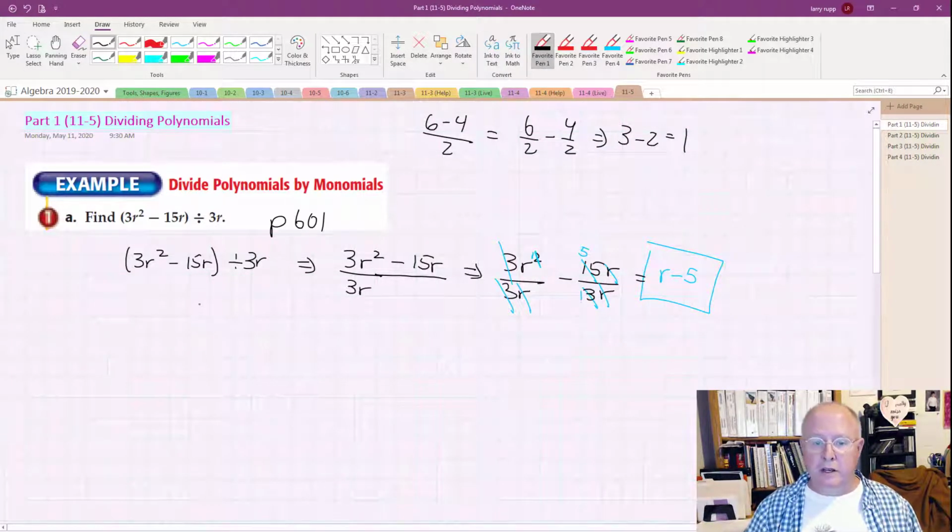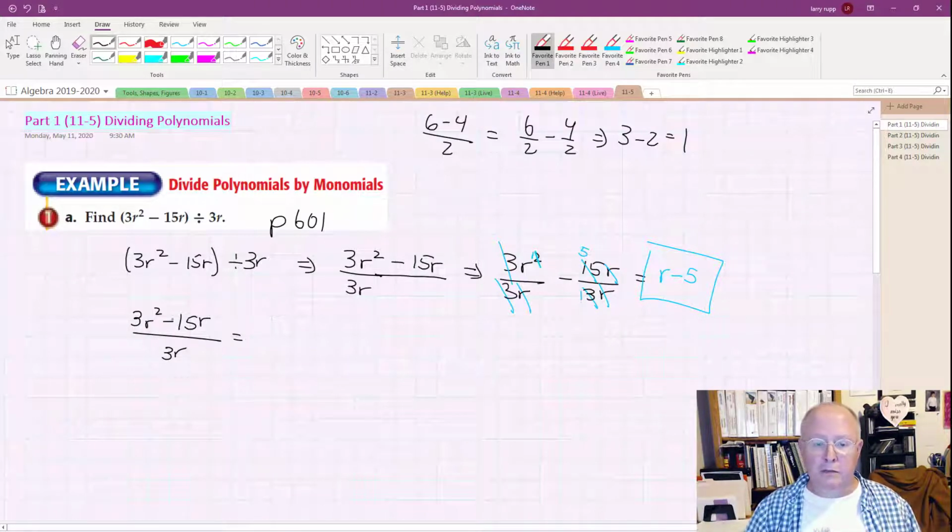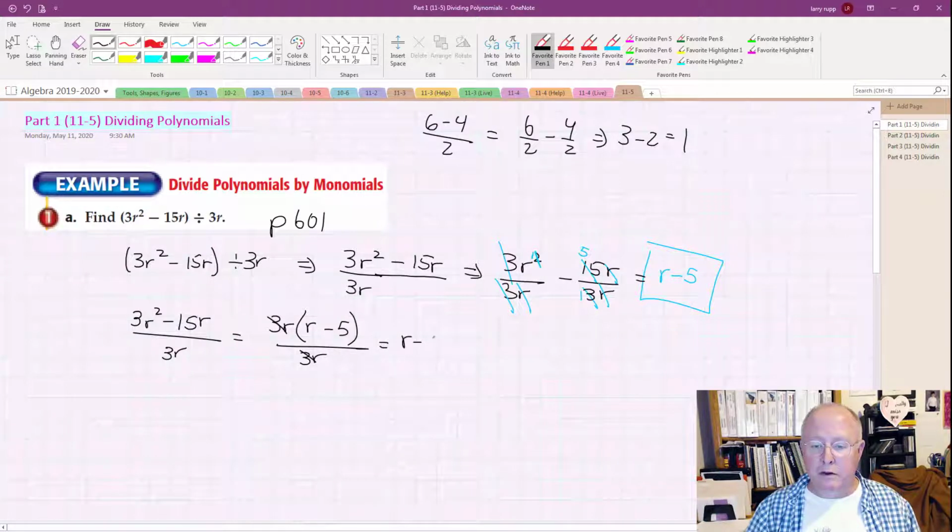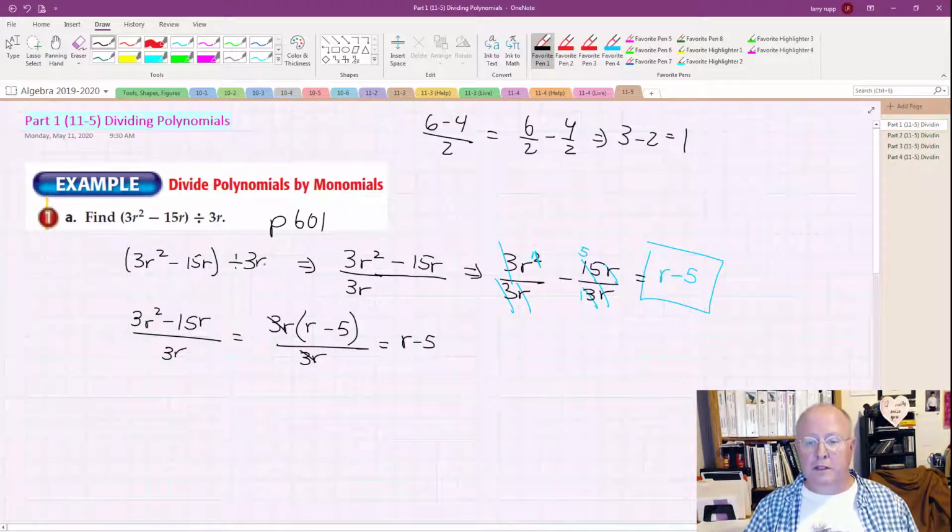Now you can actually go through and do this a different way, starting with 3r squared minus 15r all over 3r, and from what we've done in the last section, we can factor out a 3r from the top. If you factor out a 3r from 3r squared, what's left is r. And if you factor out a 3r from 15r, you're left with a 5. And that's all over 3r. So these will cancel, and you're left with r minus 5. So this is yet another way to do this.